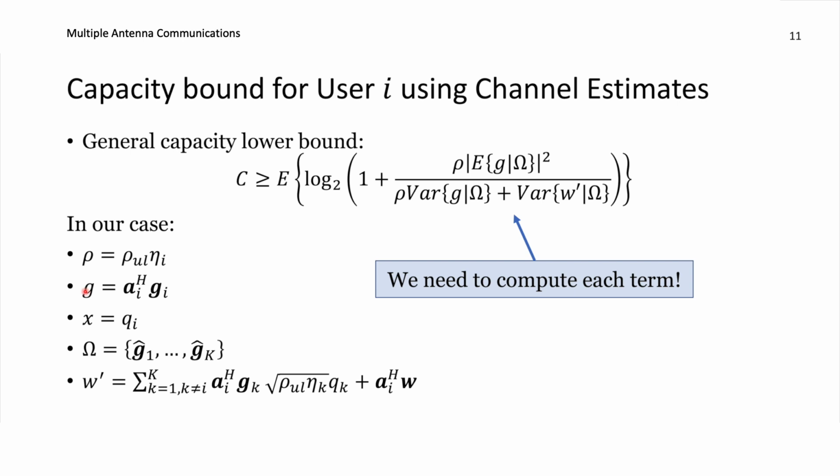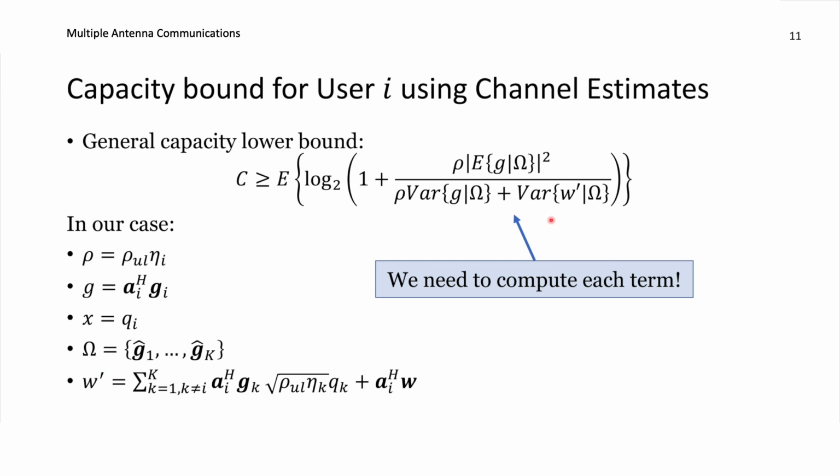G_i is the inner product of the channel with the receive filter a_i. X, which is the signal we're sending and is not showing up clearly here, was equal to q_i. Omega is the information that the receiver has: the MMSE estimates that we computed earlier for all different users. So these are vectors containing the estimates of each particular user's channel elements.